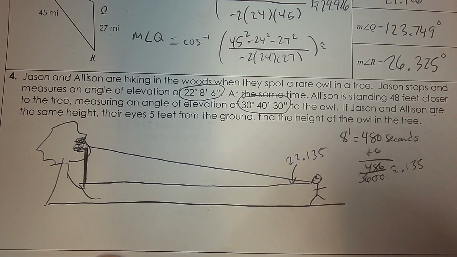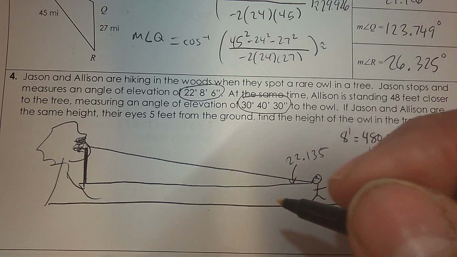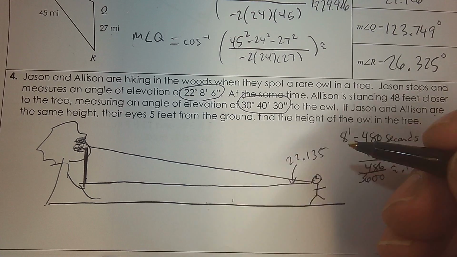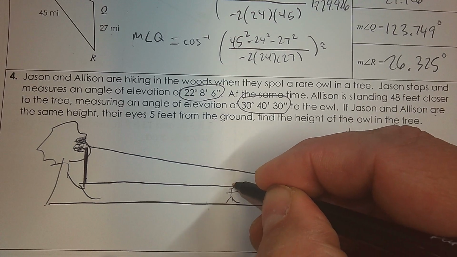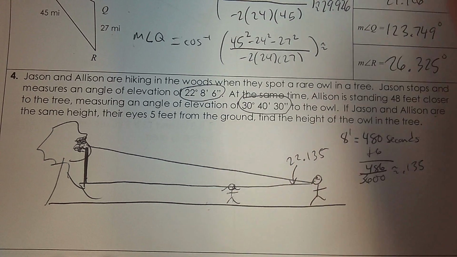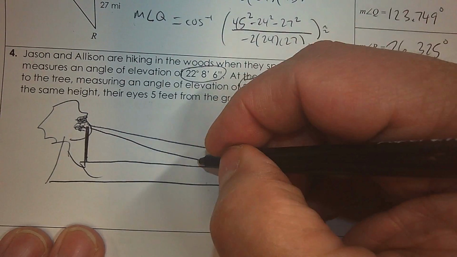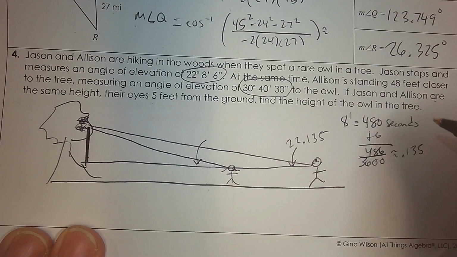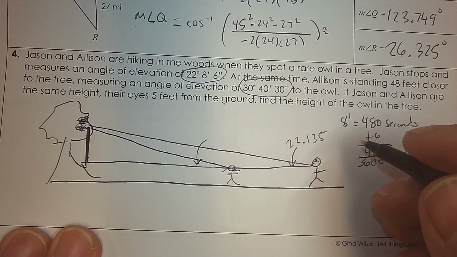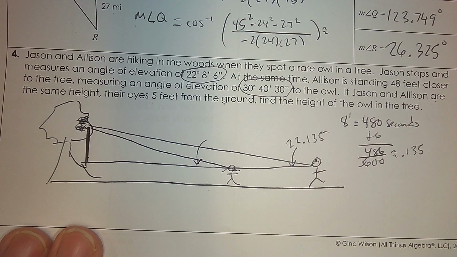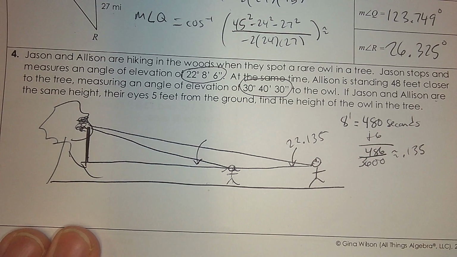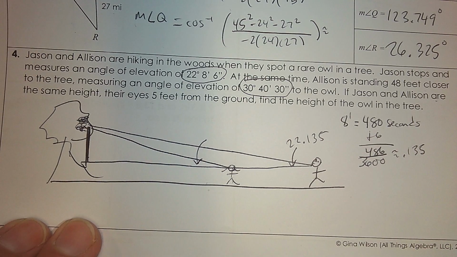All right, now Allison's a little closer, but the same height. So her angle to the same owl is 30 degrees and then 40 minutes and 30 seconds. So 40 minutes and 30 seconds, that's 40 and a half minutes divided by 60. So you get 0.675.